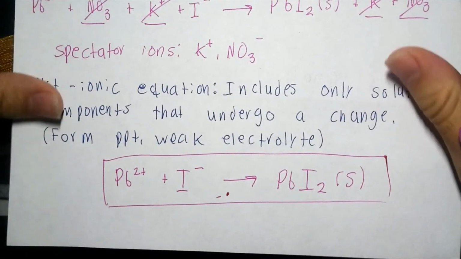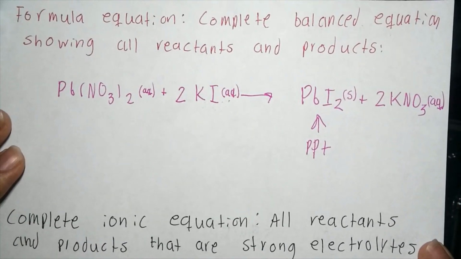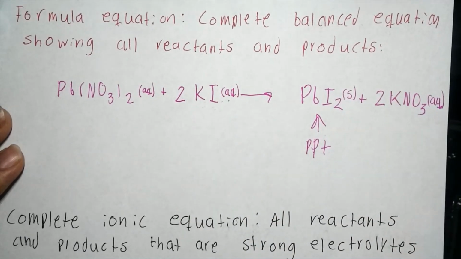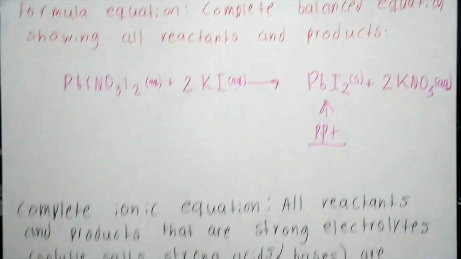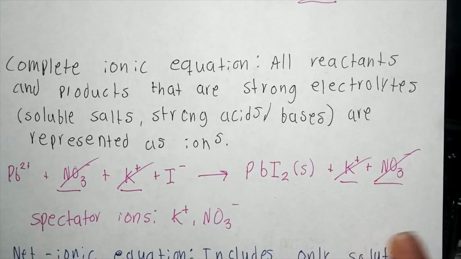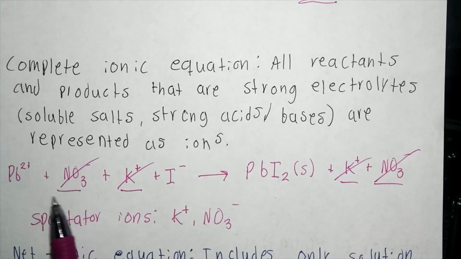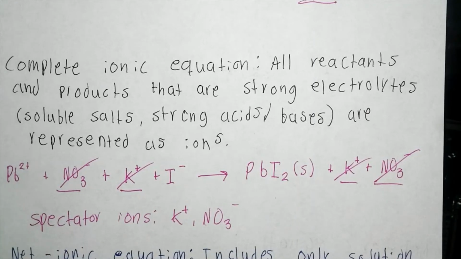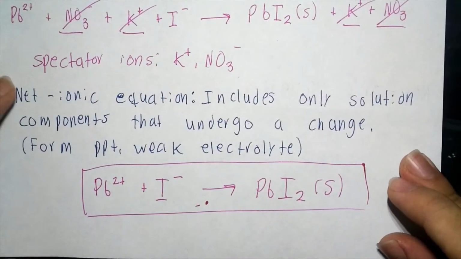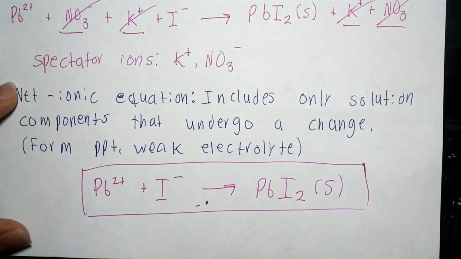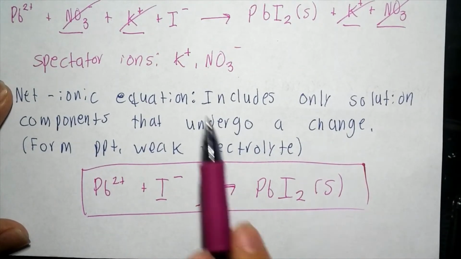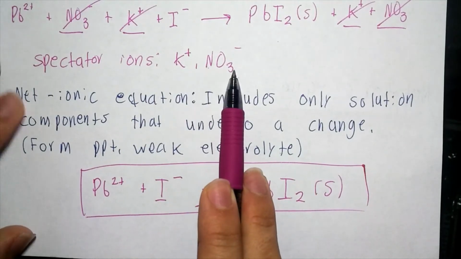Okay, so the steps that you're going to want to take is writing out the formula equation and just noting all the things that are soluble and insoluble. Remember that that insoluble substance will be known as a precipitate. Then you would write the complete ionic equation. You split apart all of the aqueous solutions into their respective ions. Then to write the net ionic equation, you would just eliminate all of the spectator ions from the complete ionic equation. In the case of this one, our spectator ions were potassium and nitrate.